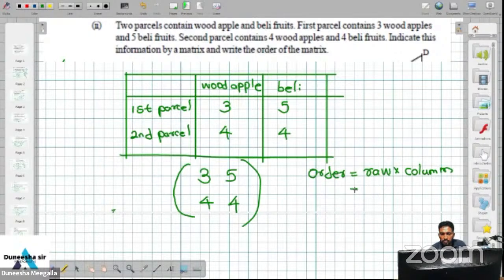How many rows do we have in our matrix? How many rows? It's 2. Okay. Two rows and two columns. Write down what the order is: 2 by 2. Okay, write it down. After you finish, raise hand.